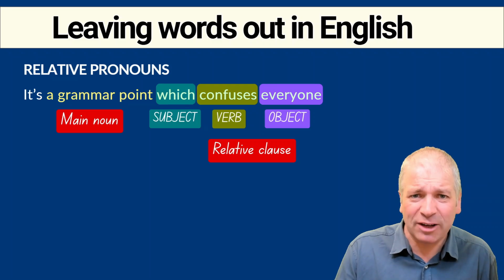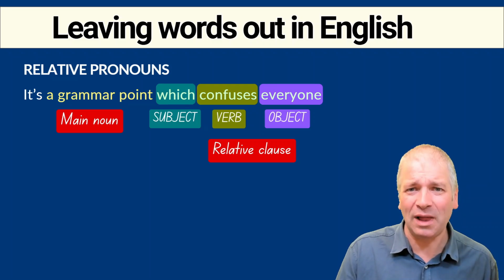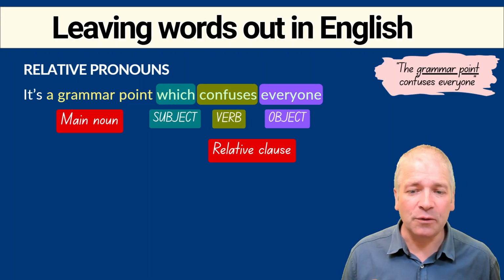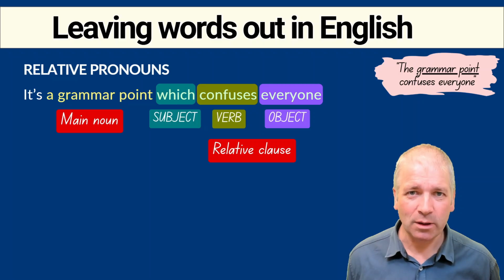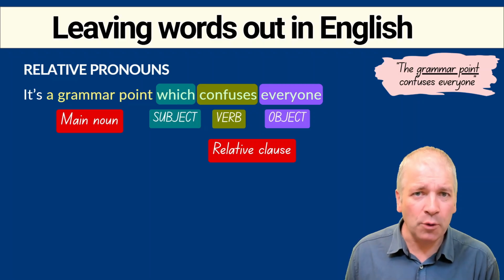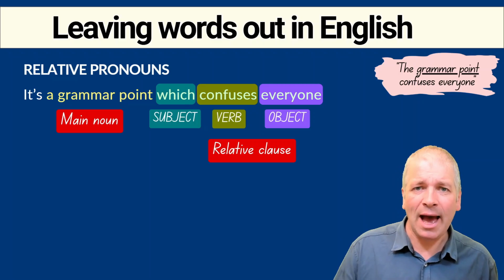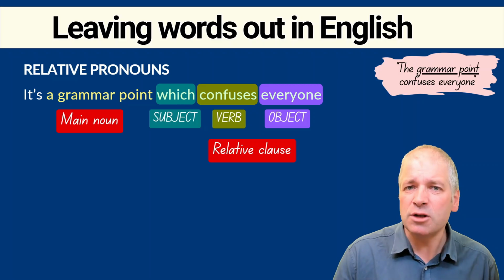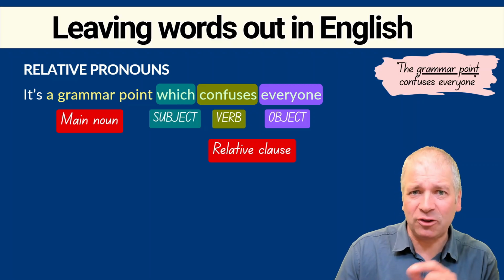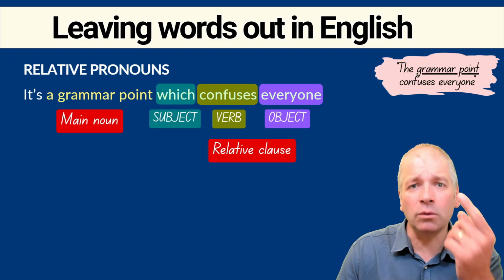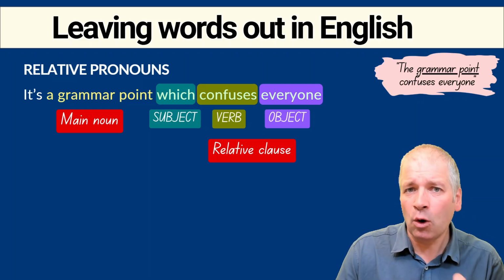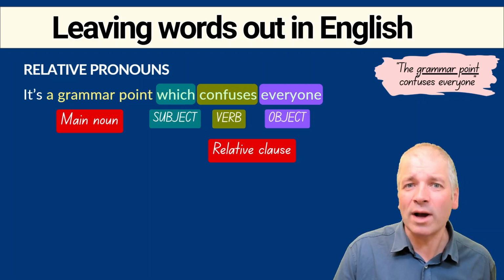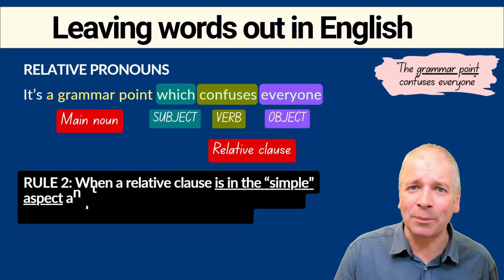Well, again, let's imagine we're writing out the relative clause in full as a sentence on its own. It would mean this. The grammar point confuses everyone. So this time we borrow the main noun grammar point and it becomes the subject of our relative clause. There's no subject, no extra subject between which and the verb, you'll notice. So logically, which needs to be the grammatical subject of the relative clause. Why is this important? Well, it affects rule number 2.